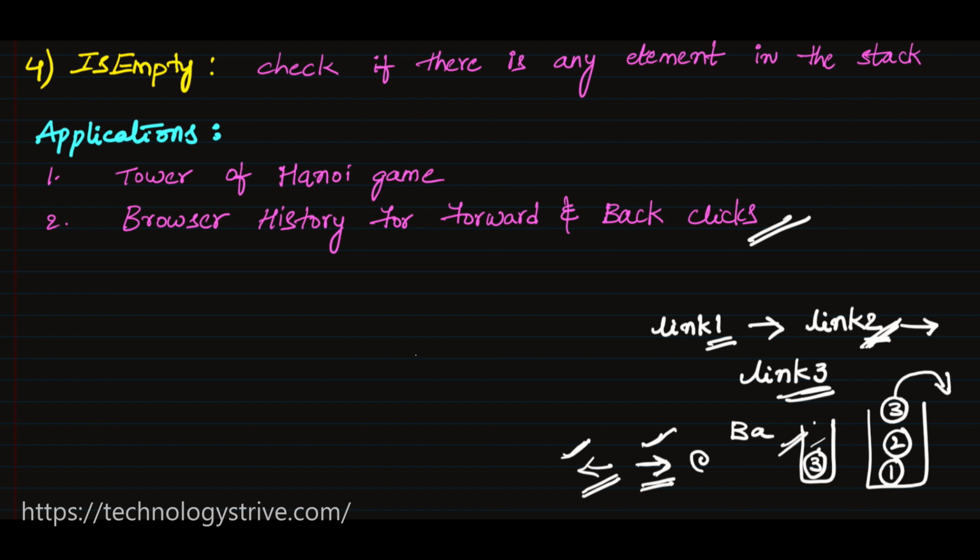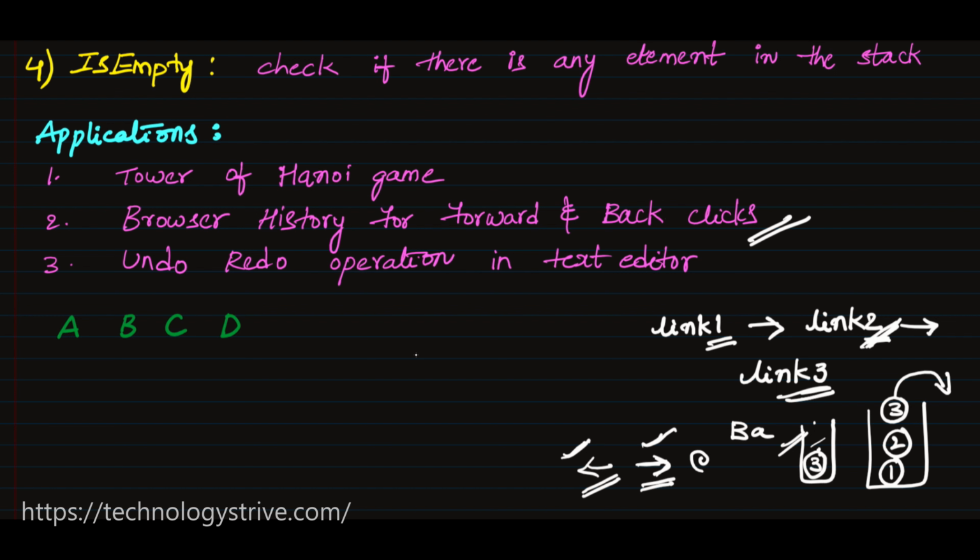Similarly, we have the undo redo operation in any text editor. Let's see how exactly this happens. First I entered letter A. Then I entered letter B. Then I entered letter C. Then I entered letter D.